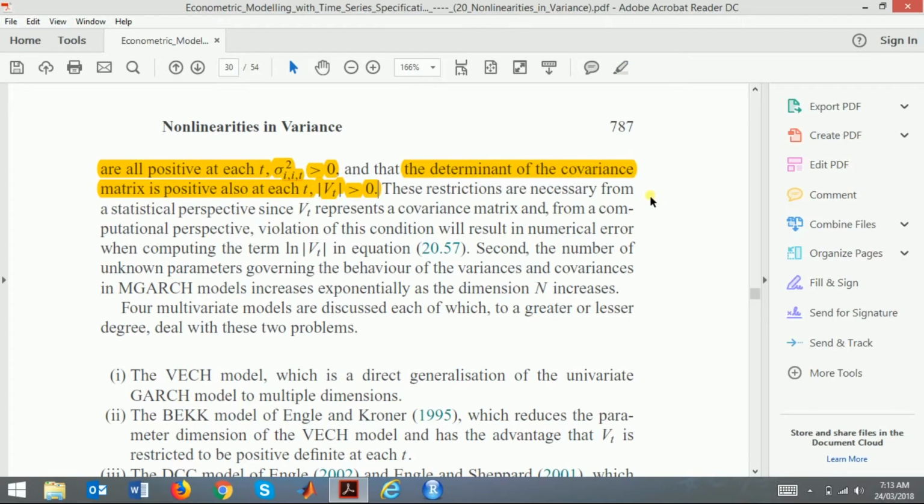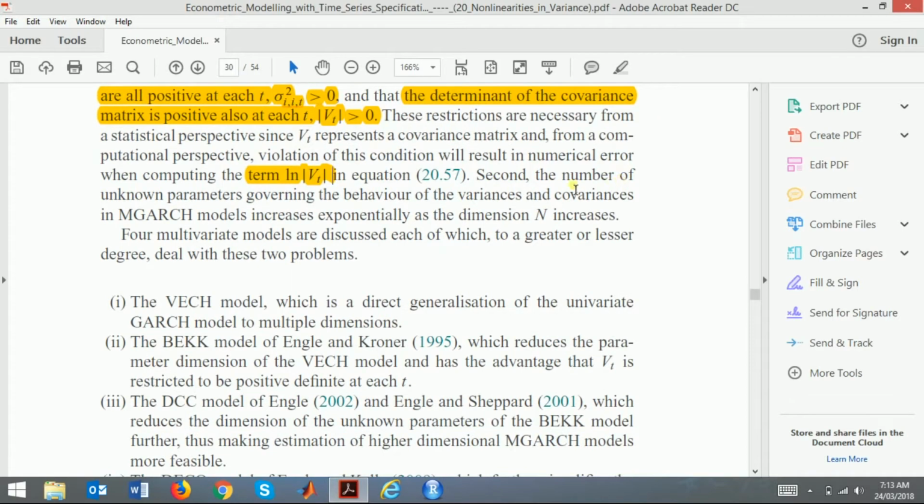So they have a determinant, which means you can inverse them. These restrictions are necessary from a statistical perspective, since the conditional variance represents a covariance matrix. From a computational perspective, a violation of this condition will result in numerical error when computing the term log of conditional variance. Obviously, we can't inverse it. If we can't inverse it, we can't actually continue our calculations. When are they not equal to 0? When there is no multicollinearity.